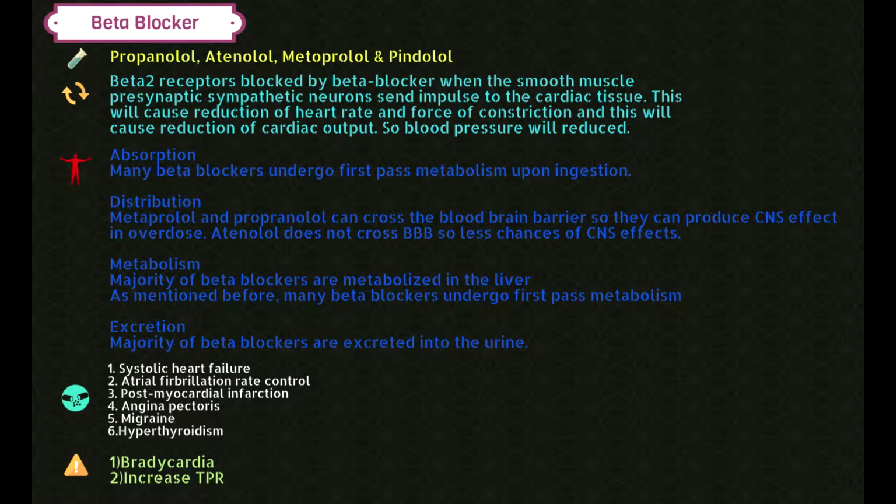For distribution, metoprolol and propranolol can cross the blood-brain barrier, so they can produce CNS effects in overdose. Atenolol does not cross the blood-brain barrier, so there is less chance of CNS effects. For metabolism, the majority of beta blockers are metabolized in the liver. As mentioned before, many beta blockers undergo first-pass metabolism. Finally, for excretion, the majority of beta blockers are excreted into the urine.